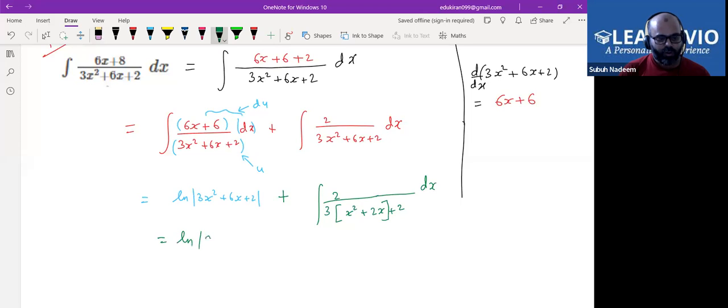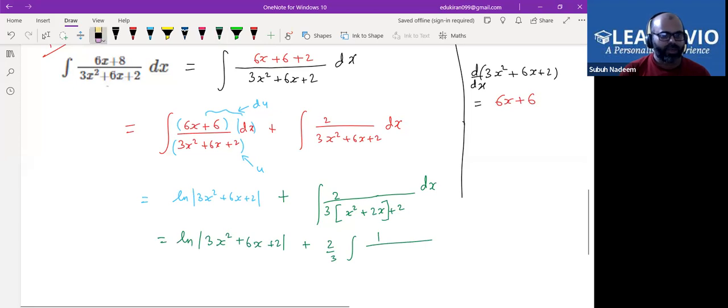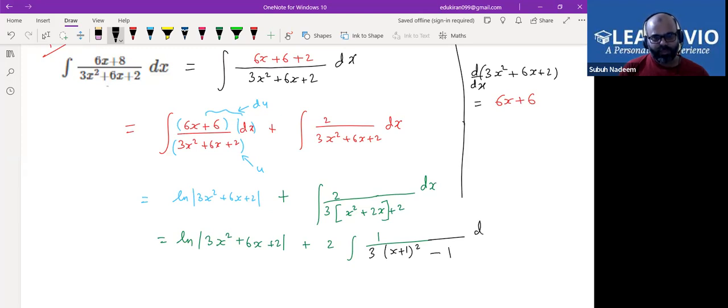So it is log of mod of 3x square plus 6x plus 2 plus 2 by 3 x square plus 2x, we are not taking like this. 3 is common to x square plus 2x only. And x square plus 2x can be written as (x plus 1) whole square, so that will be 3x square and then 6x plus 3 will be an extra term. So you will do minus 3. So it will be 2 by 3 times (x plus 1) whole square minus 1 dx. So this is what we are getting. So first write till here.